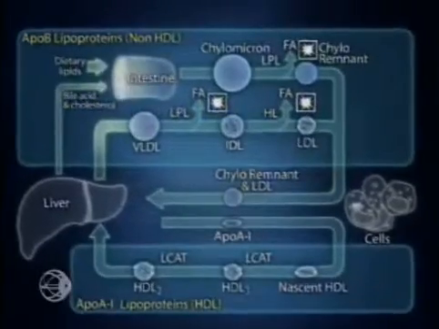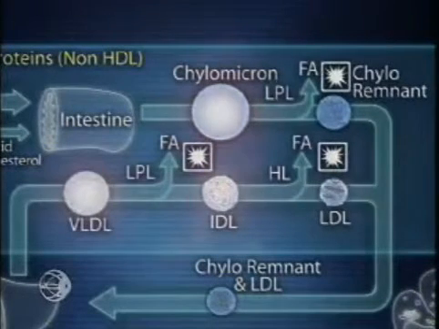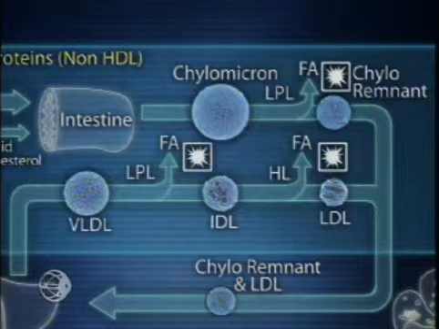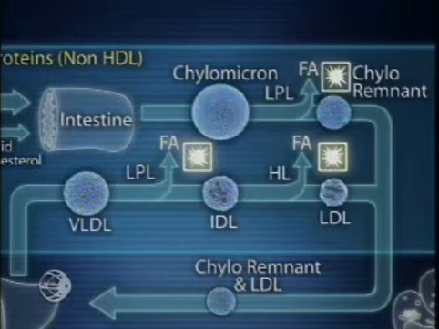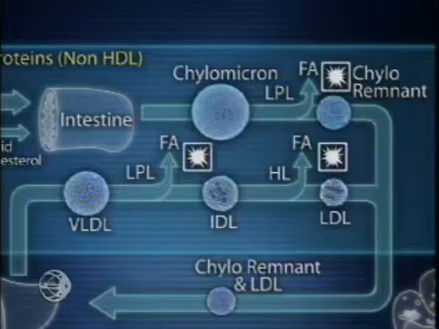Traveling along similar pathways, ApoB particles are remodeled into smaller and smaller cholesterol-rich remnants as triglycerides are released in the form of fatty acids to peripheral tissue. Let's take a closer look at this process.